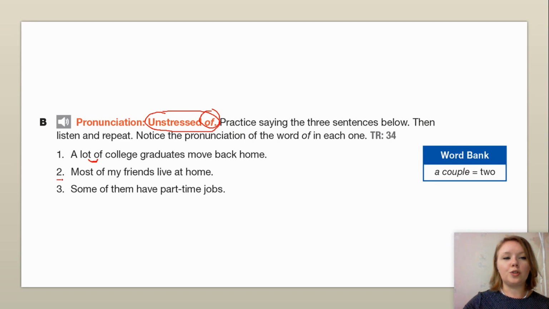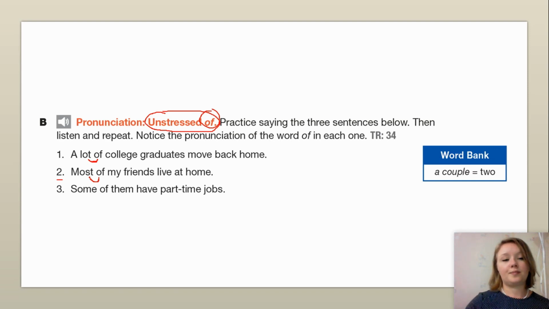Let's look at number 2. Just listen. Most of my friends live at home. Again, I didn't say most of my friends. I said most of my friends. Most of my friends. And again, we have that linked sound. Most of. Most of. A lot of.